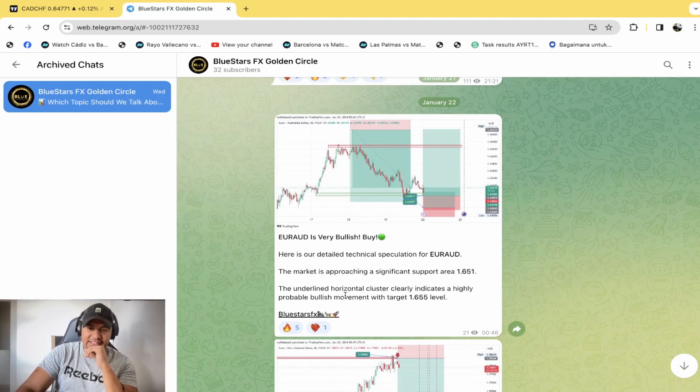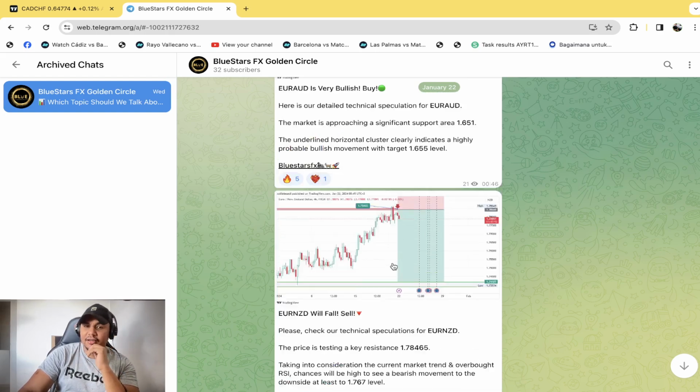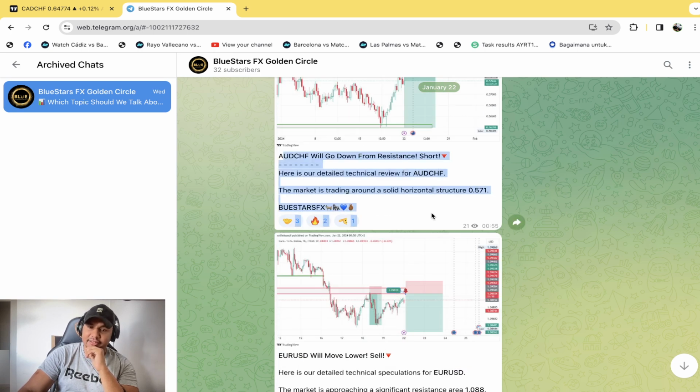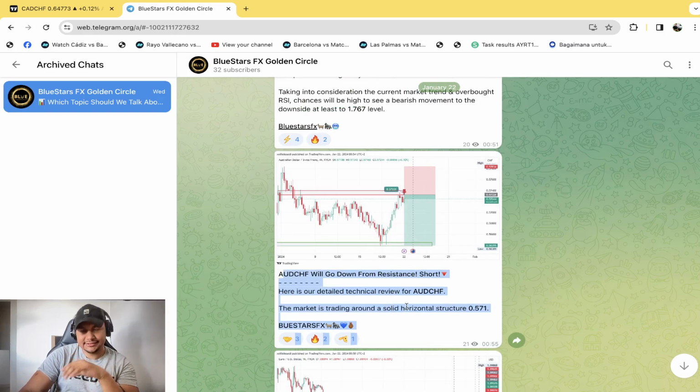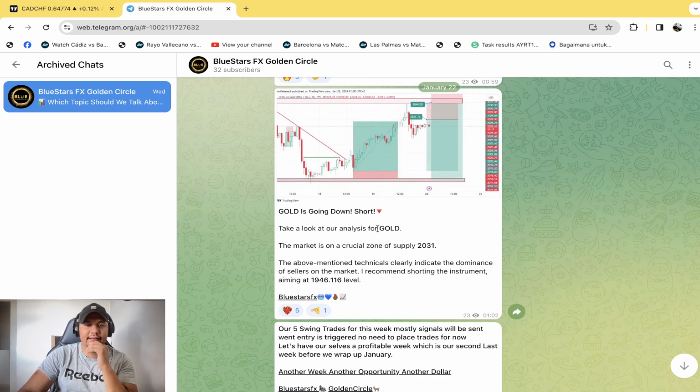Euro AUD very bullish. Okay, the market is approaching a significant area. The underlying horizontal cluster clearly indicates a highly probable bullish movement with a target level. It sounds very beautiful, but you have to put it in a format that's easy for people who use this. People don't care about this, right? I can tell you now, people don't care about these things. People just want to see buy, sell, and close. That's all. Euro USD will move much lower on there. So again, signals need to be in a different format, right?